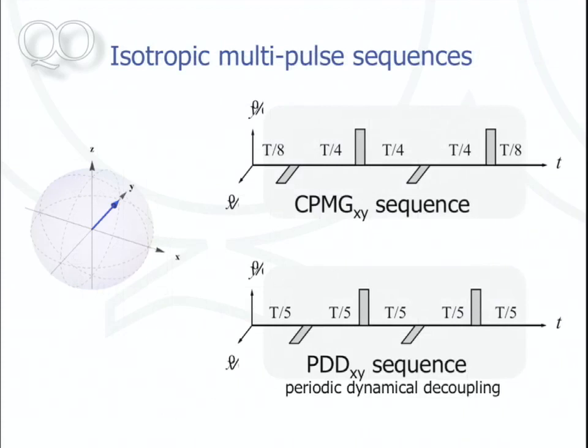Then we tried different sequences, so-called isotropic sequences, where you change the phase of your pulses. So this is indicated here. A so-called CPMG XY sequence, where you alternately apply pulses with phases along the X or Y direction. Or there's this sequence with a different timing, which has severe consequences, the slight difference here.